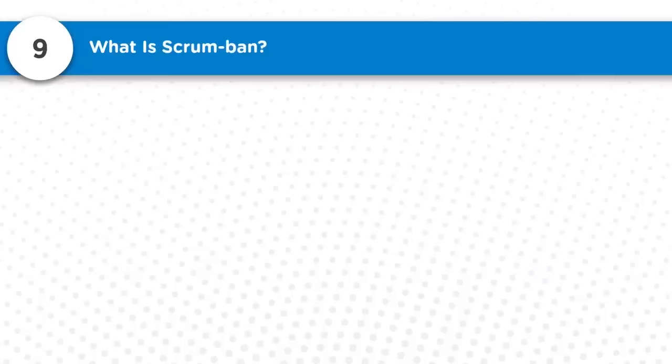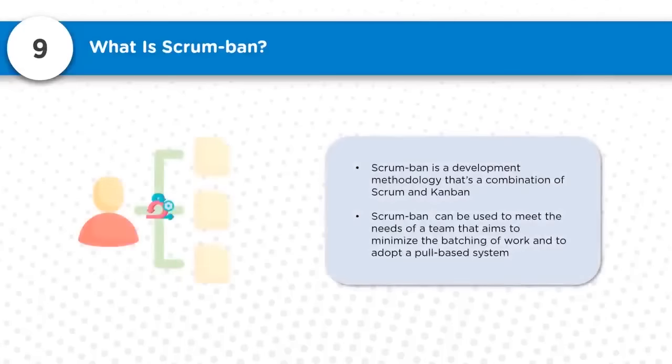Question number 9, what is Scrumban? Scrumban is a development methodology that is a combination of Scrum and Kanban. This can be used to meet the needs of a team that aims to minimize the batching of work and to adopt a pull-based system. Kanban is called a pull-based system, which helps in visualizing what work is in progress. And since it is a visualized system, it is visible to everyone.